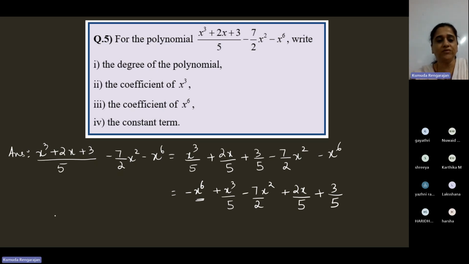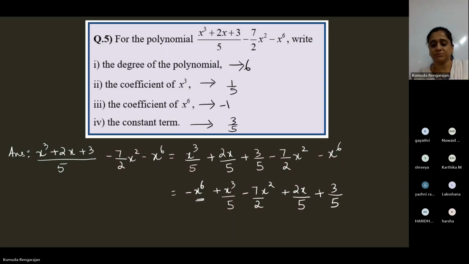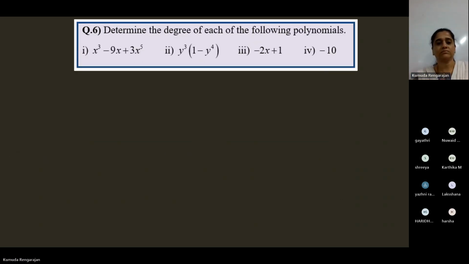Then the coefficient of x to the power 6 is minus 1. Correct? The degree is 6. This one is 1 by 5. The coefficient is minus 1, right? And the constant term is 3 by 5. Right? All of you got that? Rahul? Got it, ma'am.